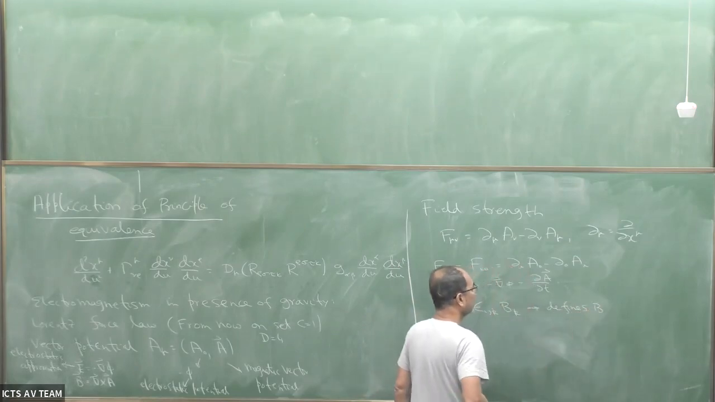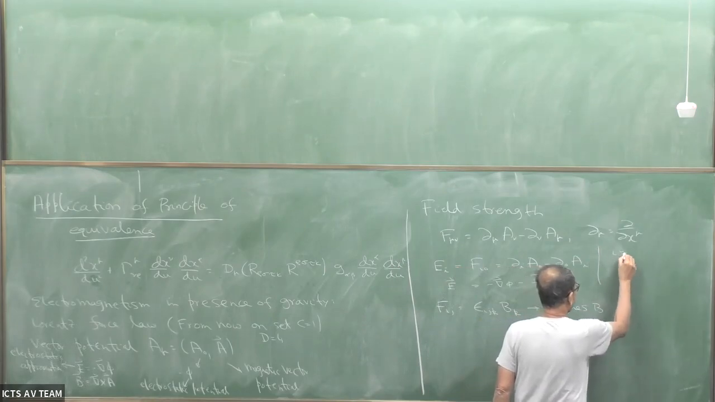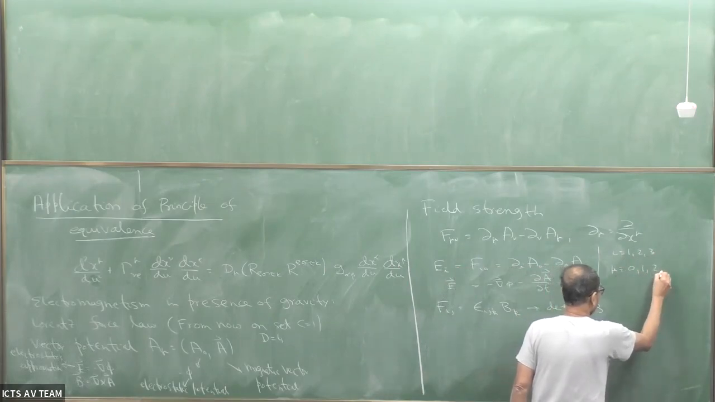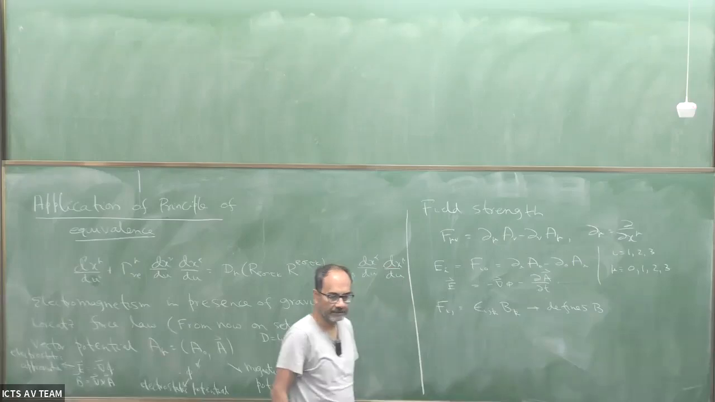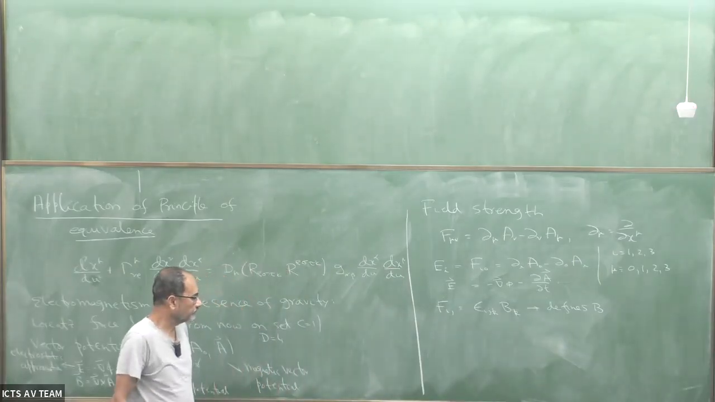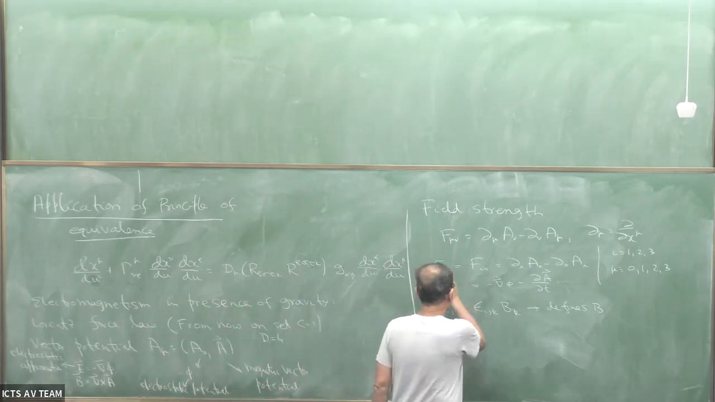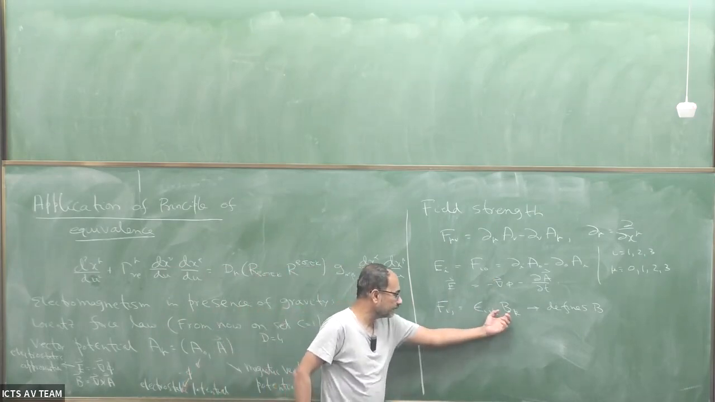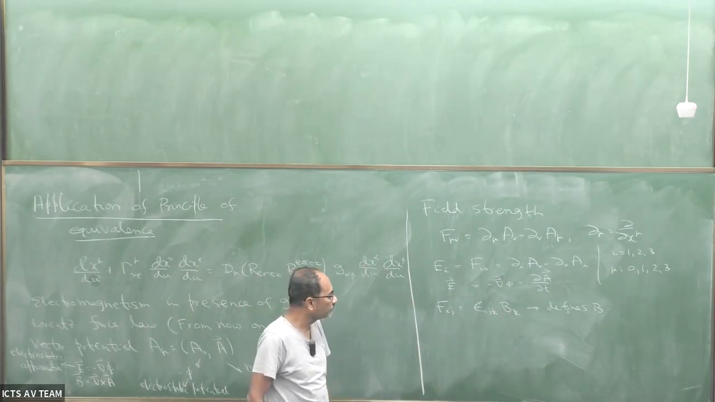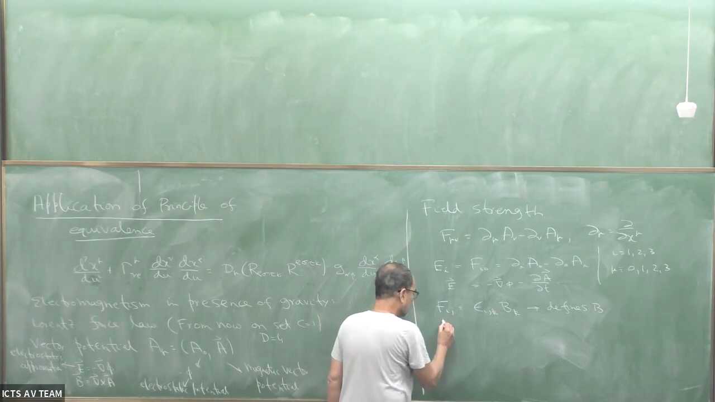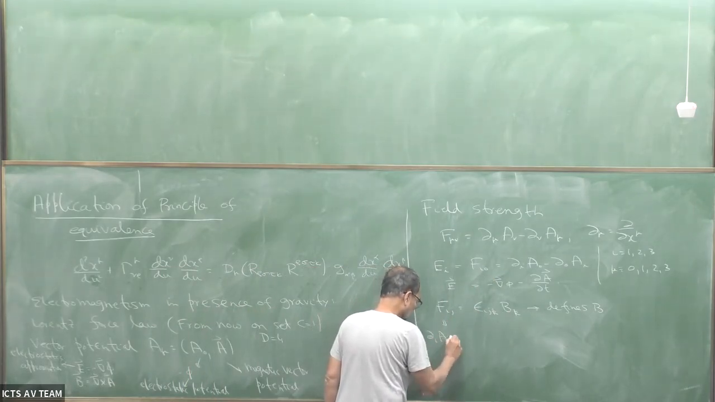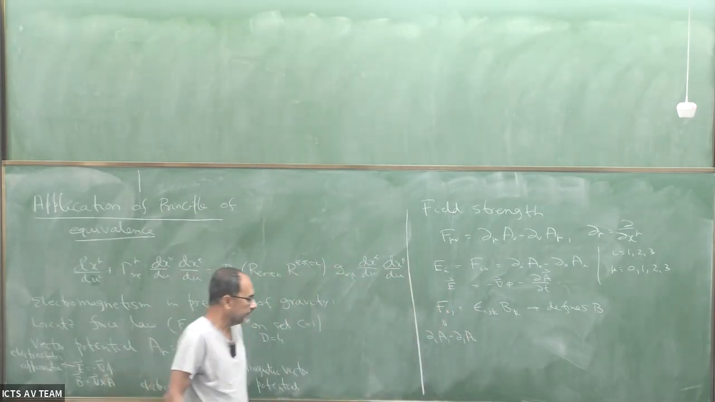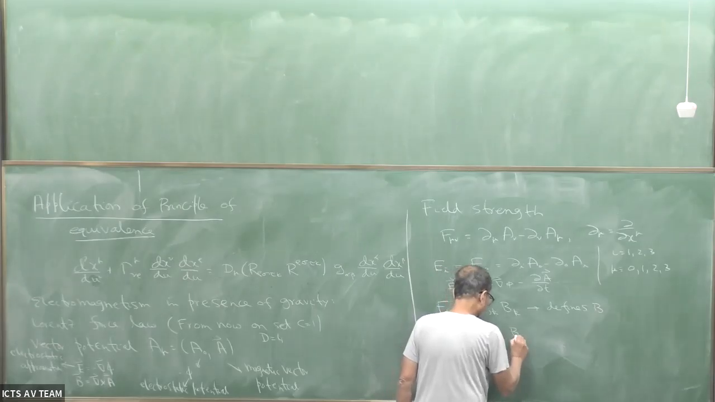I should have said that i here runs from 1 to 3 and mu runs from 0, 1, 2, 3. That will be the convention. Space coordinates will always be denoted by the index i. So F i0 is related to the electric field, and F ij, which is of course antisymmetric, is related to the magnetic field by this formula. This basically translates to B equal to curl of A.